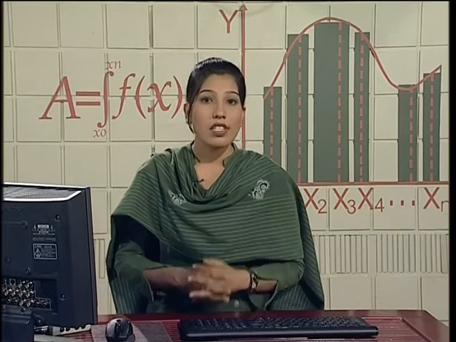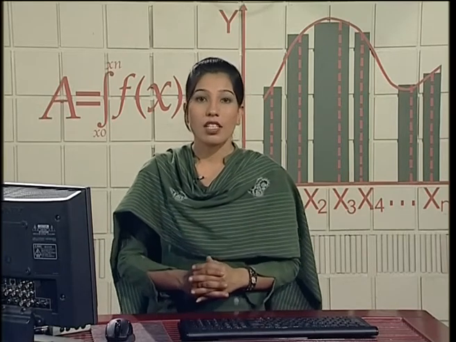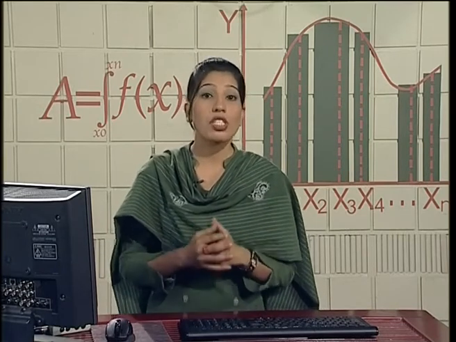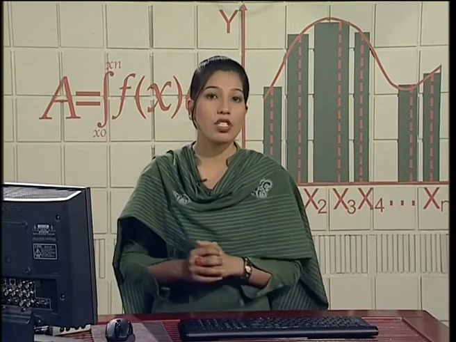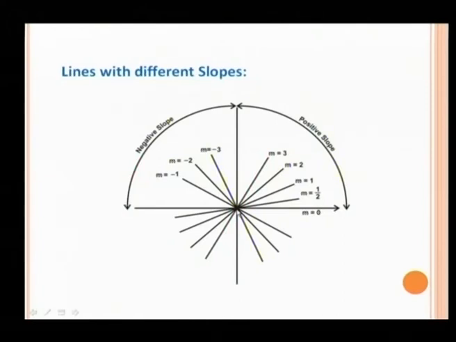There exist different slopes for different lines. Now we will explain some different slopes for different lines through a figure. You can see that figure on the screen. You can see a Cartesian plane over here, which is having 4 quadrants: first, second, third and fourth. In the first quadrant, all the lines are having positive slopes.